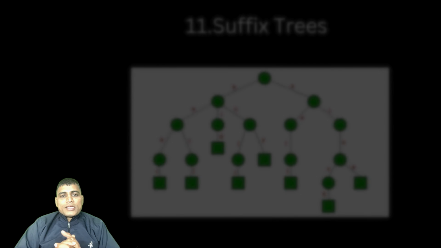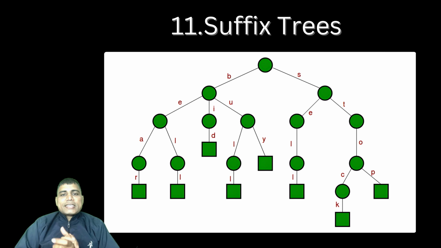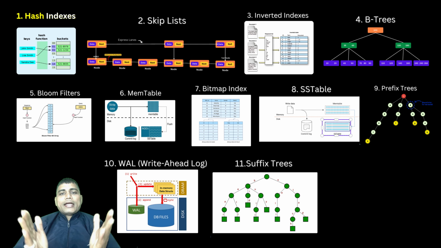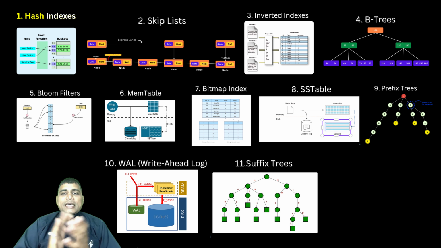Number 11, suffix trees. Suffix trees are specialized trees used in pattern matching and substring searching, making them essential in bioinformatics, text indexing, and data compression algorithms. And that's it: 11 data structures that power the databases we rely on every day. From search engines to financial systems, these structures are the unsung heroes of modern computing.